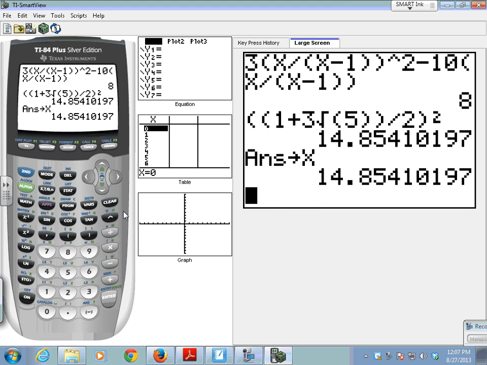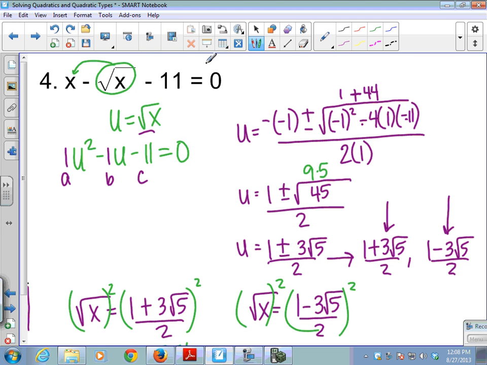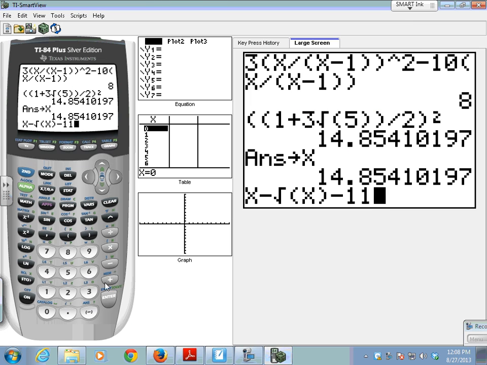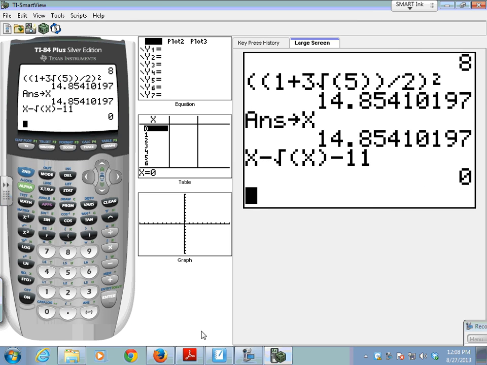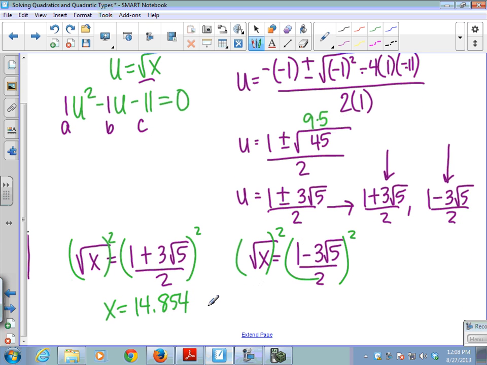Okay? And so now let's go ahead and check to make sure that this is a solution that's going to work. I'm going to type in my original equation and then subtract 11. It should give me, if it works, 0. So it does. So that is a solution. The 14.854 works.